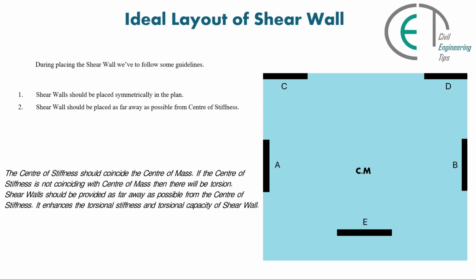The center of stiffness should coincide with the center of mass. If the center of stiffness is not coinciding with the center of mass, then there will be torsion. Shear wall should be provided as far away as possible from the center of stiffness. It enhances the torsional stiffness and torsional capacity of shear wall.